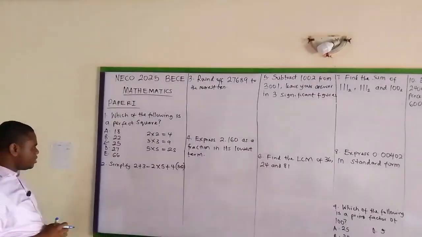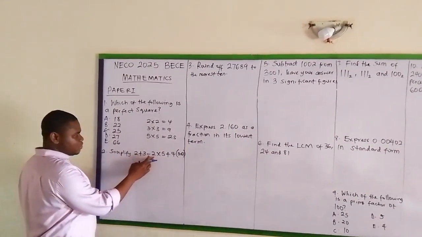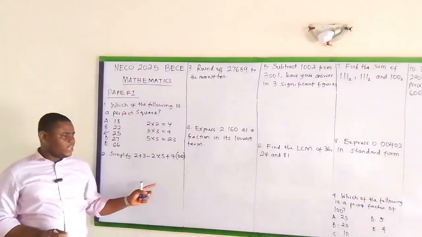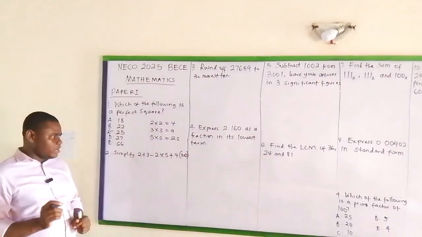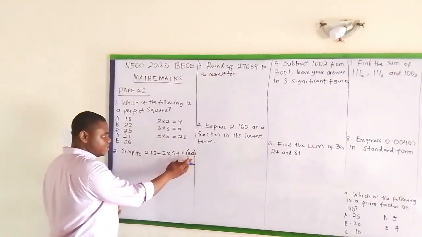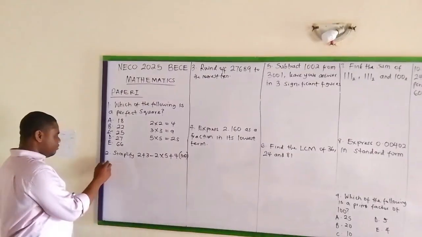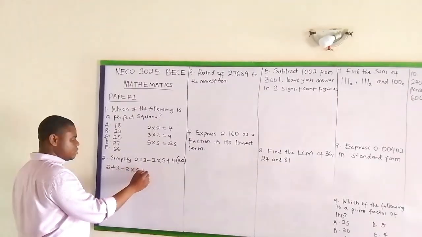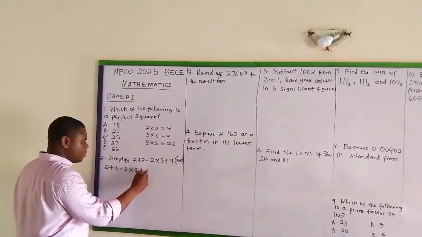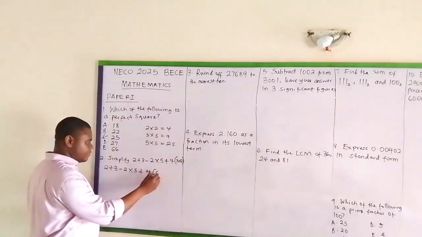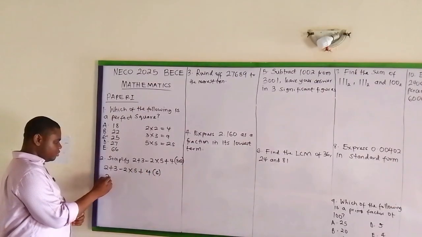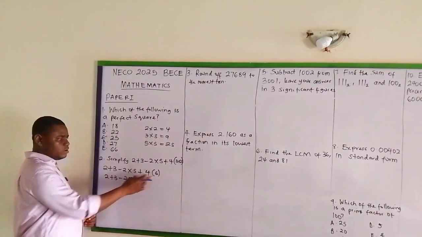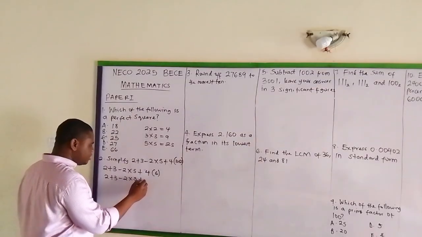Alright, let's go to question number 2. Simplify 2 + 2 - 2 × 5 + 4(3 × 2). Now don't forget that in mathematics you basically deal with the law of BODMAS. Therefore, I need to open the bracket first, so that every issue that has to do with the bracket is handled. Now 3 times 2 gives me 6. So I now open the bracket. So I have 2 + 3 - 2 × 5 + 4 × 6, which gives me 24.